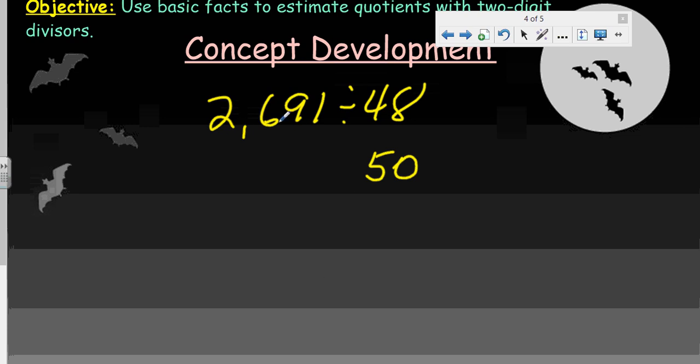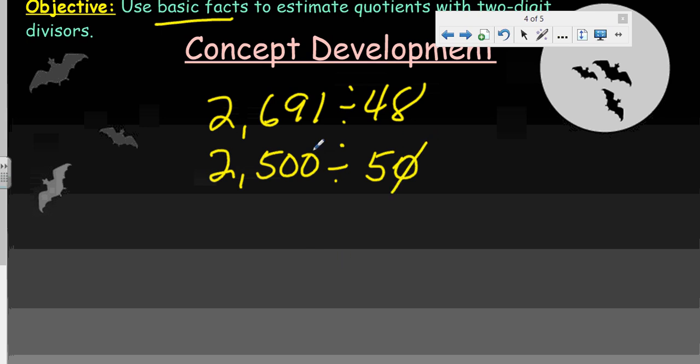Now I'm looking here. 2 is not compatible with 5, but with my basic facts, 5 times 5 is 25. That's close to my 26 here. What if I made this 2,500? Yeah, that works really well. Do you see how it doesn't always have to be the first place value? Remember, it's about finding the simple facts and making this easy to solve.